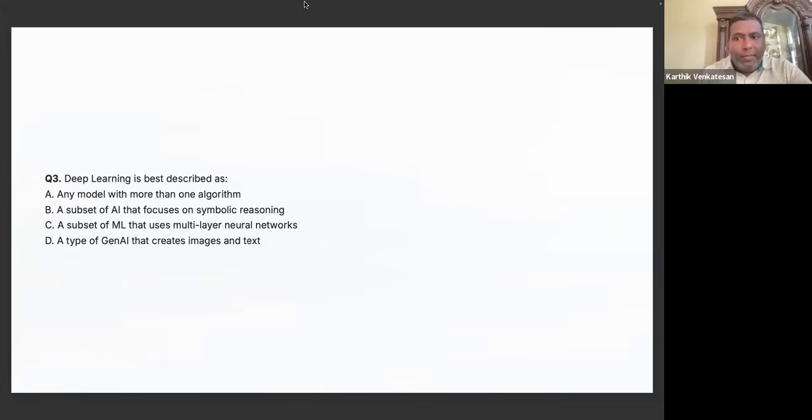Any questions? Okay, no other questions. Deep learning is best described as: any model with more than one algorithm, a subset of AI that focuses on symbolic reasoning, a subset of ML that uses multi-layer neural networks. I think every one of you got it. Everyone says C. Perfect.